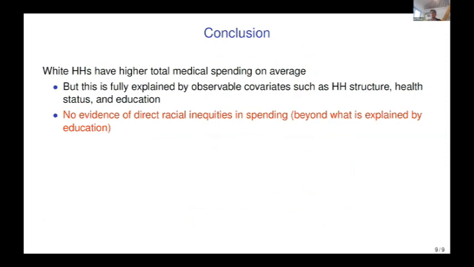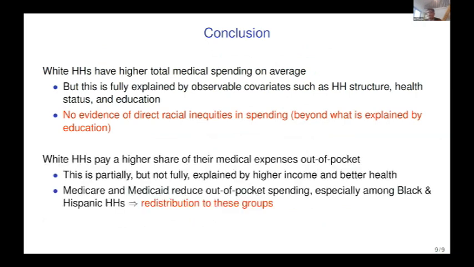So in conclusion, white households have higher total medical spending on average. This is fully explainable by covariates such as education. This brings up interesting issues because at some level, we find no direct evidence of racial inequities in spending above and beyond what's explained by education. But of course, this begs the question of where these educational differences come from.